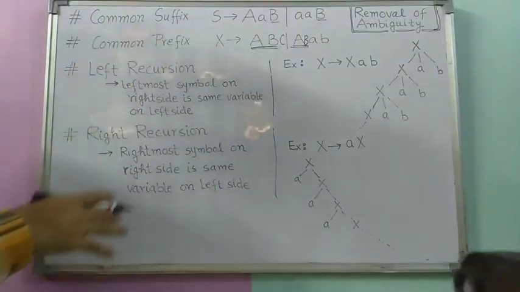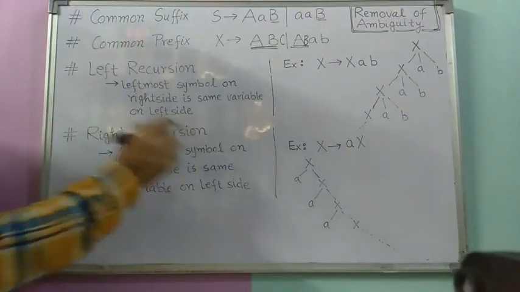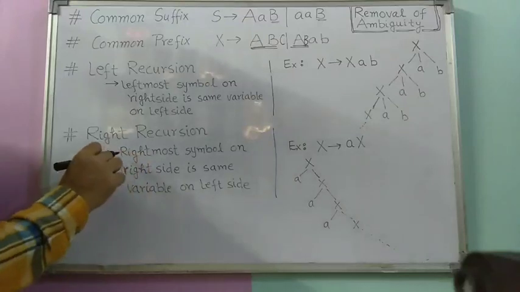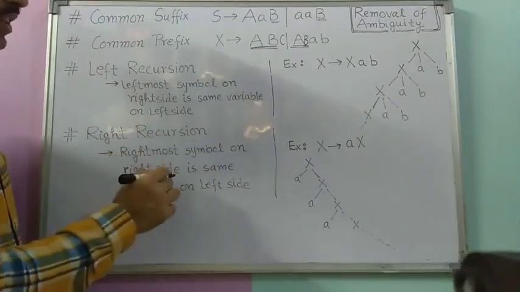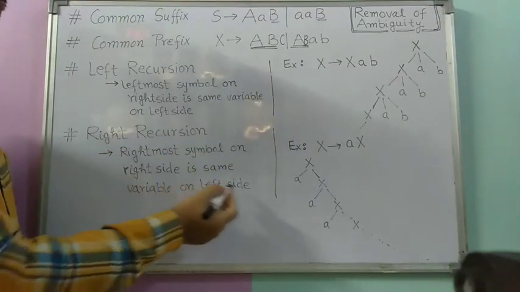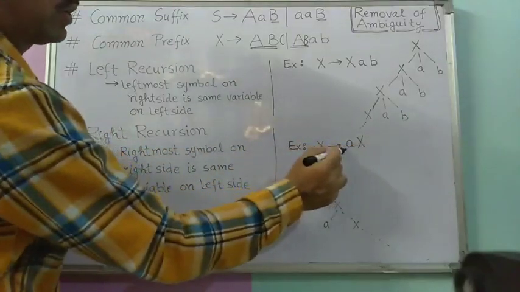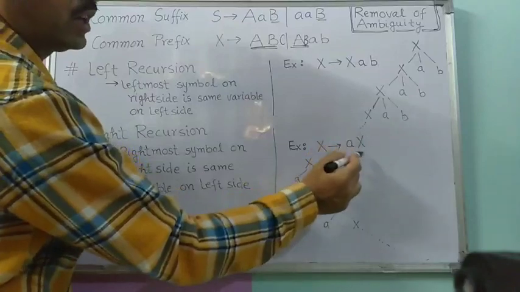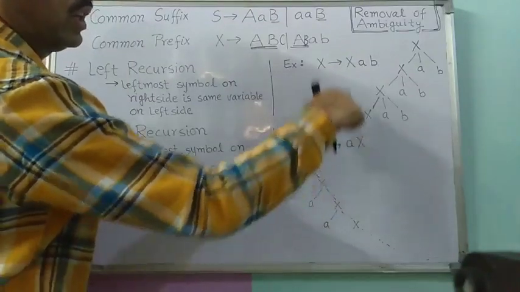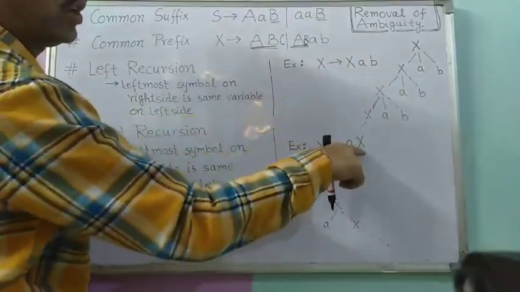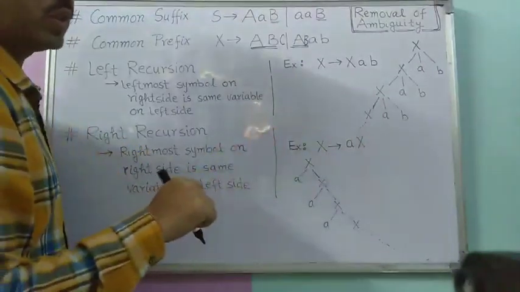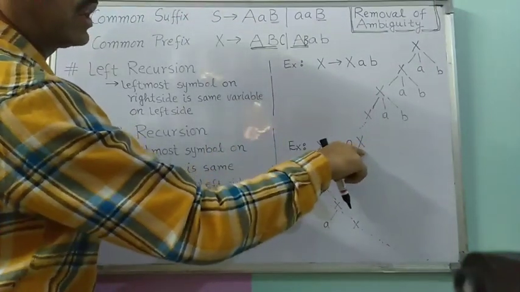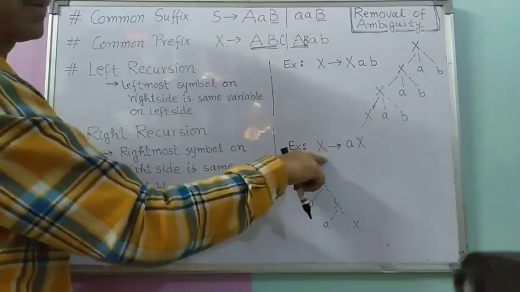In a similar manner, we can define right recursion. Right recursion is nothing but the rightmost symbol on the right side being the same variable as on the left side. The right side of the production is this, and the rightmost symbol. Here we have taken the leftmost symbol, and now we are taking the rightmost symbol. So the rightmost symbol on the right side should be the same variable as on the left side.